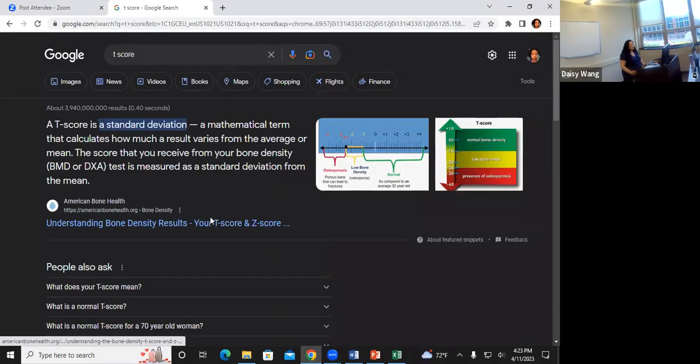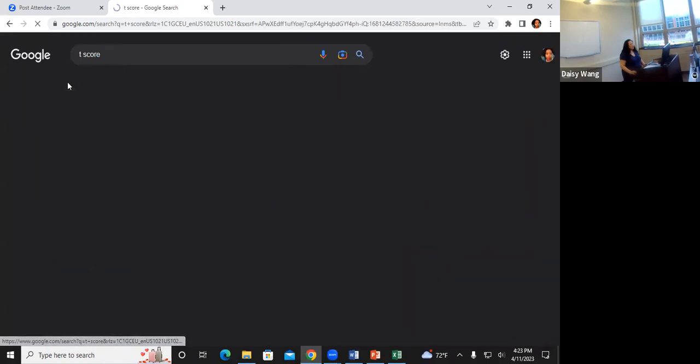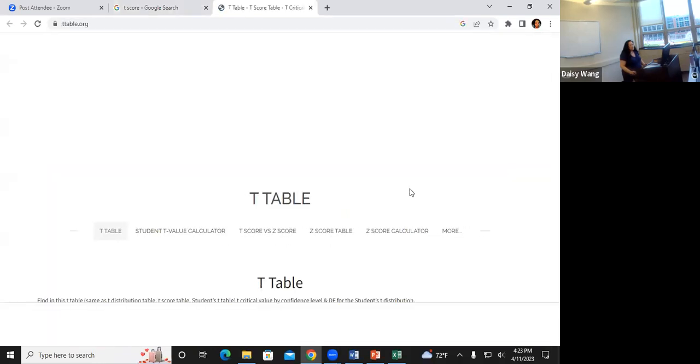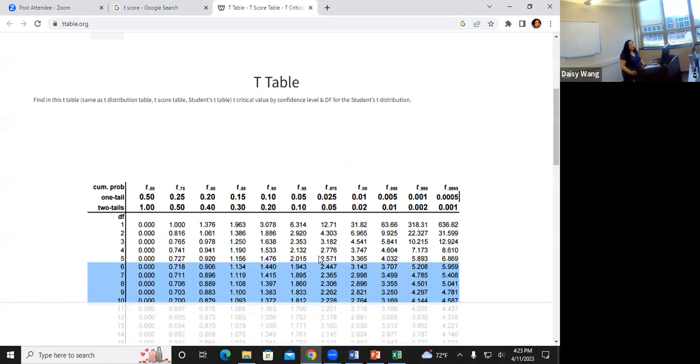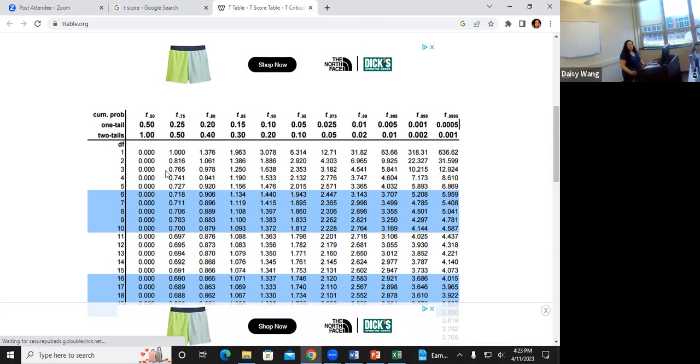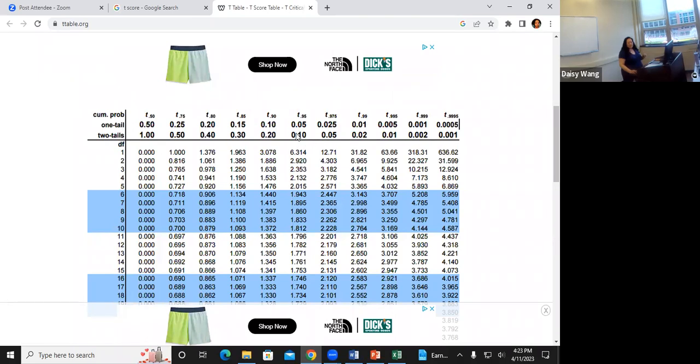So when we have a t-score, it looks like this. They have different degrees of freedom, and it's 1 tail or 2 tail. So this is 0.5 for 1 tail, but for 2 tail it is 1. And we want this to be 95%. That means 2 tail is 10%. Okay, so this is actually 90%.